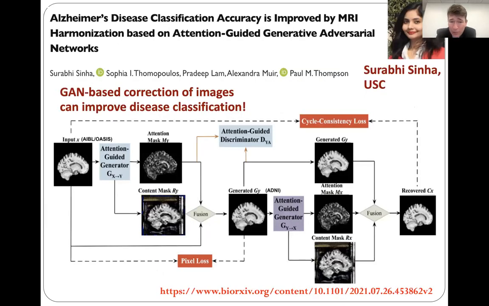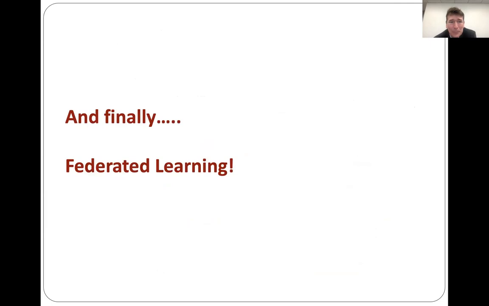Now, does this work? And it does. So this is work by Sobhi Sinha here at USC, where she's been applying attention-guided GANs to neuroimaging data. This is a cycle GAN setup and showing that the corrected data achieves better performance on a task, here Alzheimer's disease classification. And so this was in the end successful.